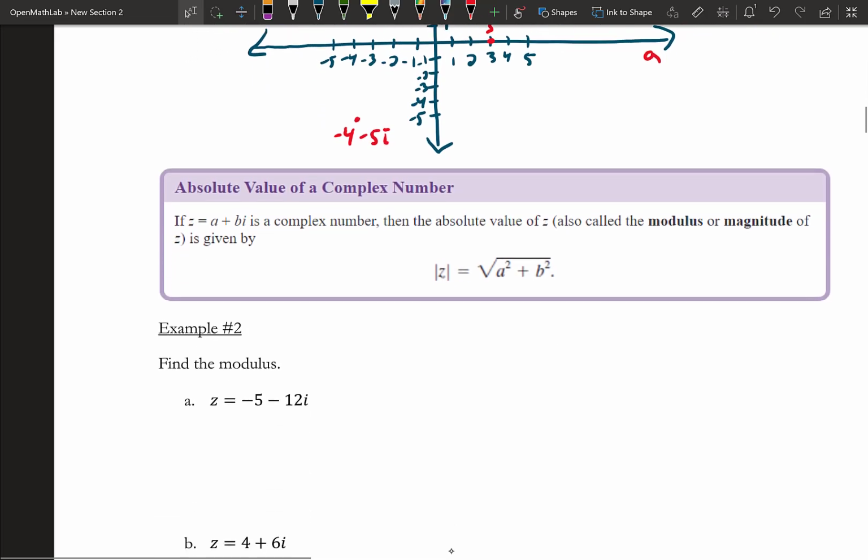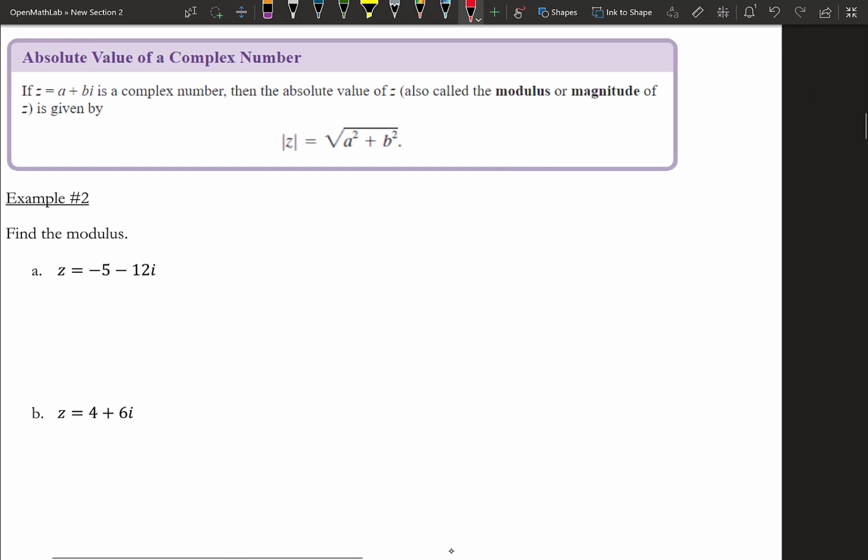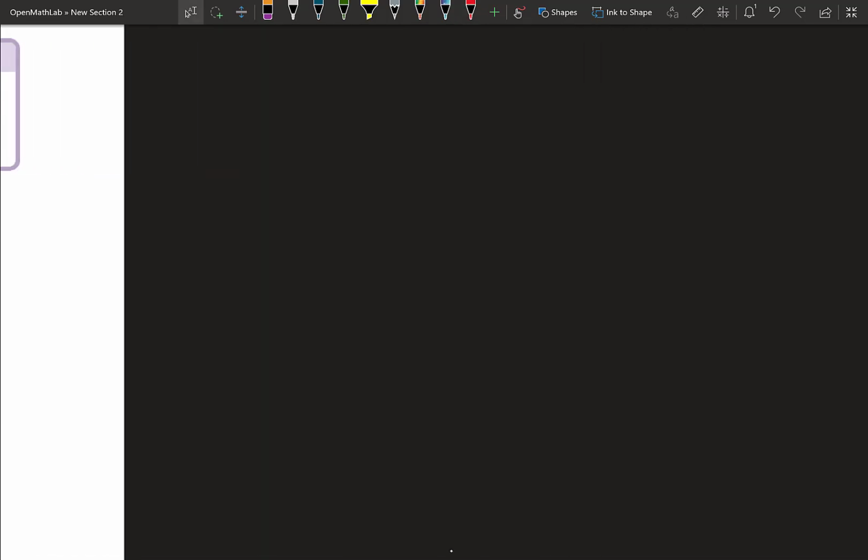Right. So then the next thing that we want to think about is the absolute value of a complex number. If z equals a plus bi is a complex number, then the absolute value of z, also called the modulus or the magnitude of z, equals the square root of a squared plus b squared. This should look familiar. The square root of a squared plus b squared is essentially the distance between a point a, b and the origin.